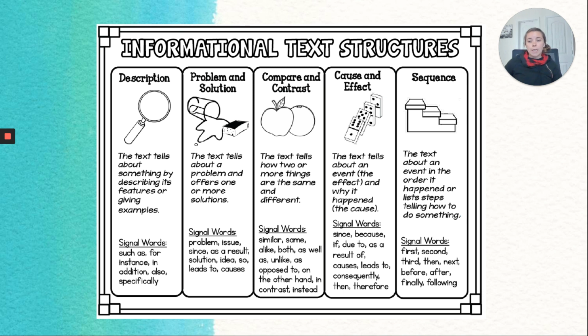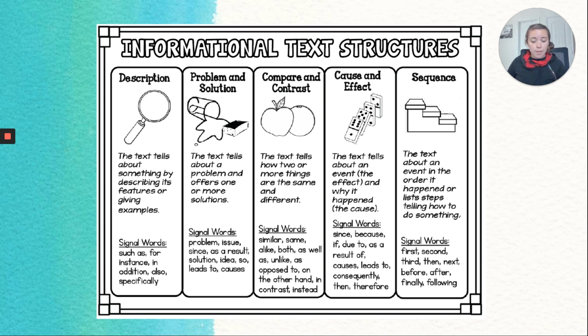Problem and solution is when the text tells you about a problem and it offers 1 or more ways to solve that problem as your solution. Oftentimes they'll use the word problem right there in the text, or they'll say something like, to solve this problem or as a solution. Leads to, as a result, an issue is also a problem. So those are some keywords again.